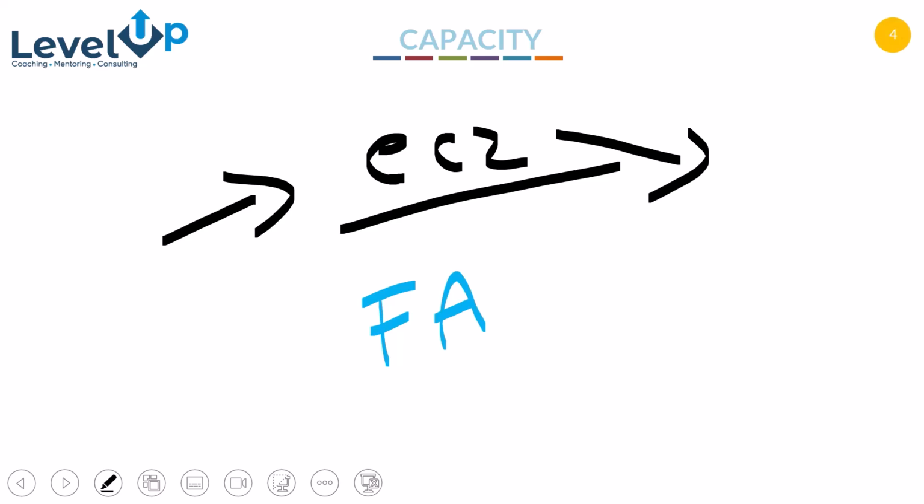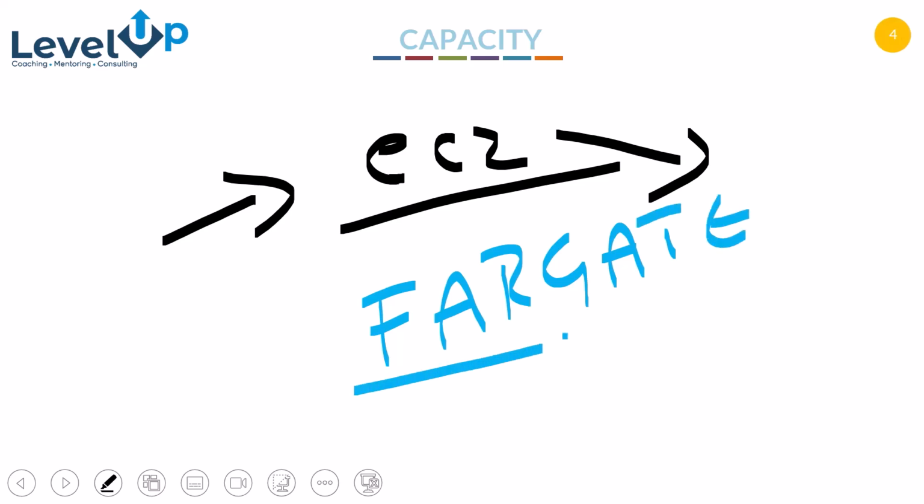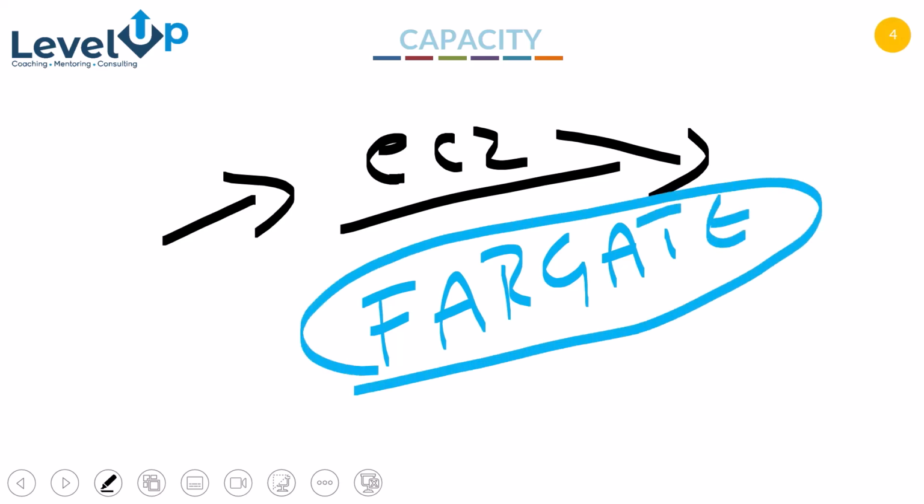Now the second option is called AWS Fargate. What is AWS Fargate? If I want to launch a container and I don't want to create EC2 instances, we can use the option called Fargate. You can simply refer to the Fargate service as a serverless service.